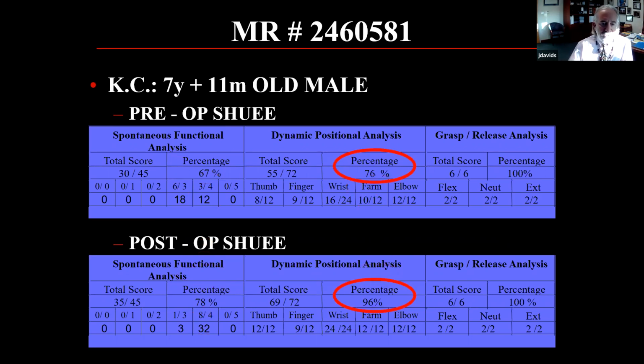Dynamic positional analysis total score improved from 76% to 96%, with the two targeted areas, the thumb and the wrist, showing the desired improvements. Grasp and release score remained 100%, indicating that the child was able to perform grasp and release with the wrist in all positions, confirming our decision-making for this element.